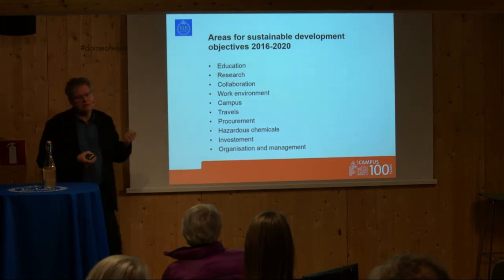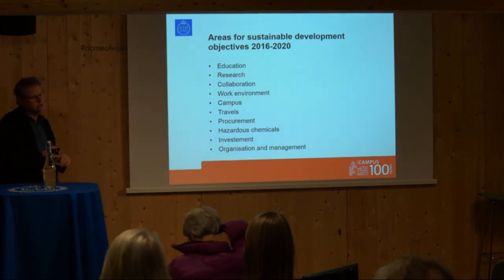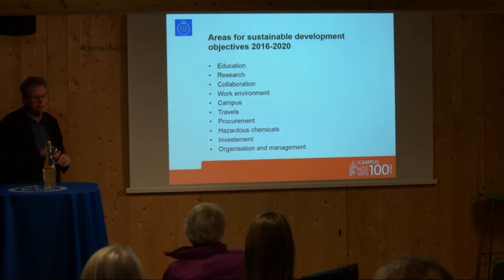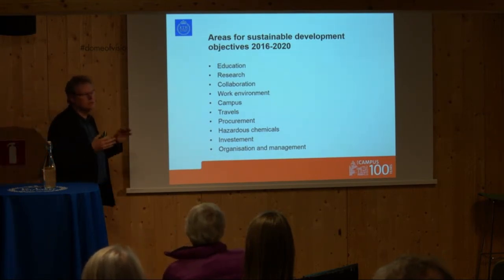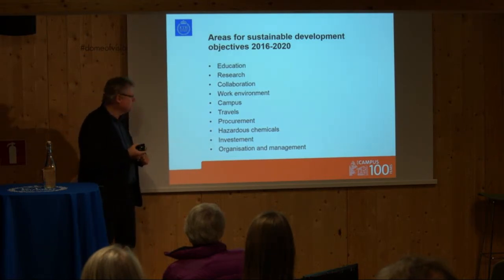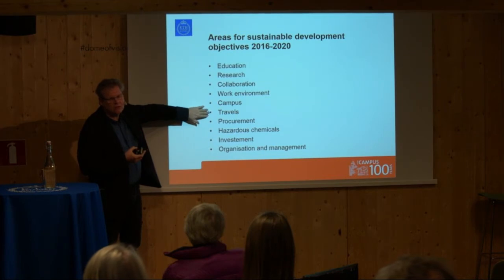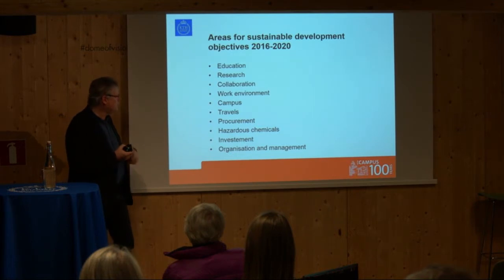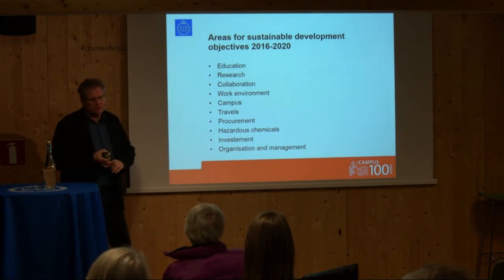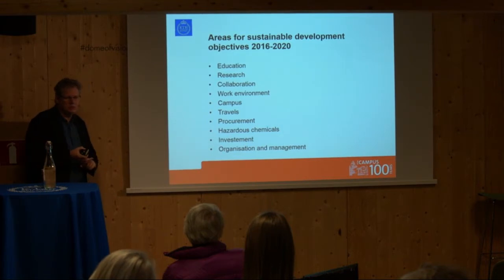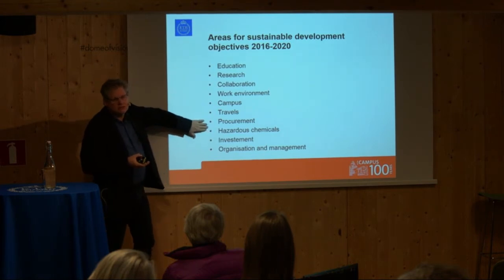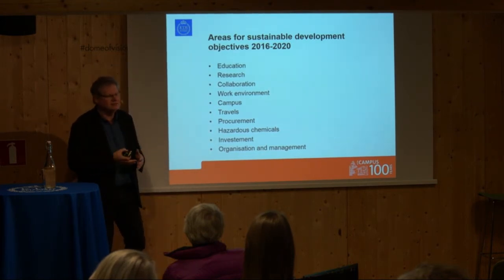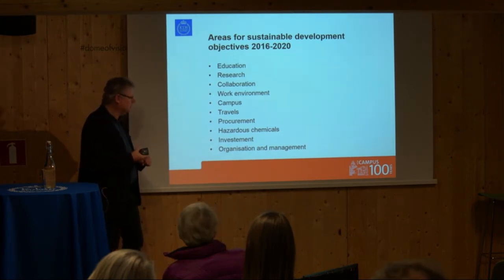Our business travels are the main source of CO2 emissions. It's dominating the CO2 emissions because we have reduced the emissions from heating the buildings, etc. So travel here is an important area, and we have a goal to reduce it by 20% in the coming 5 years. Procurement, we're buying a lot of things, so we should have sustainable development criteria when we are buying things. Hazardous chemicals, as a technical university, we should of course use some hazardous chemicals in our research, but we need to do it in a responsible way and take care of it carefully.